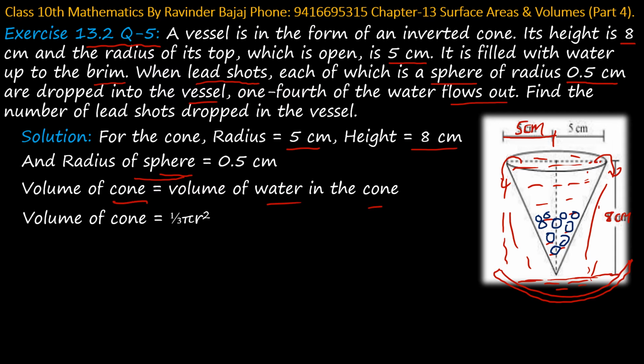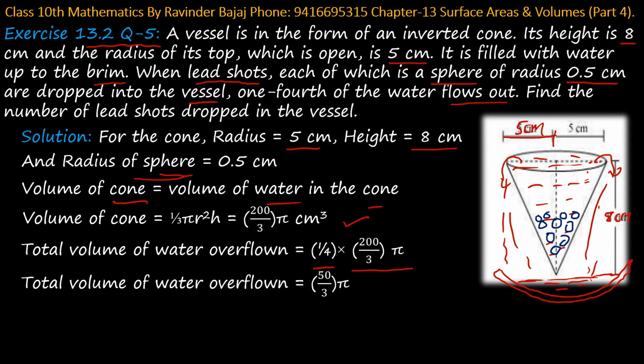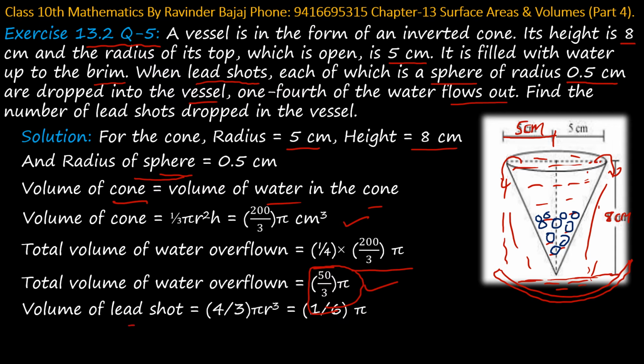Obviously it is equal. So the volume of cone is equal to 1/3 pi r square h, which is equal to 200/3 pi centimeter cube. Okay, next is total volume of water overflow is 1/4 of the total volume. So the total volume of the water overflow is 50/3 pi. So this much water is coming out of the cone. Okay, now volume of lead shot, जो sphere का volume है वो है 4/3 pi r cube. So this is 1/6 pi. Value of r we have placed, it is 1/6 pi.